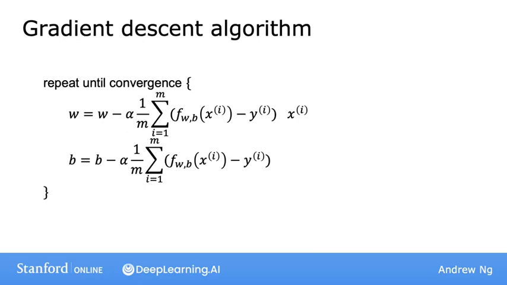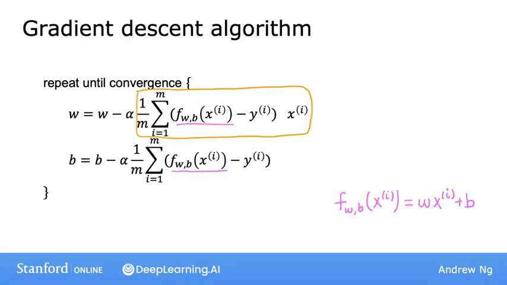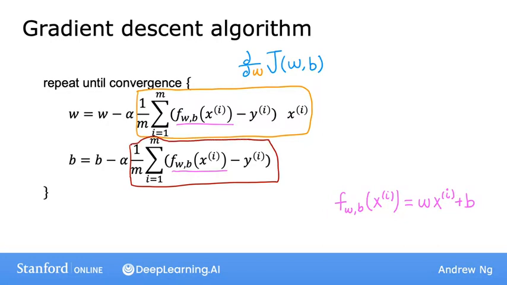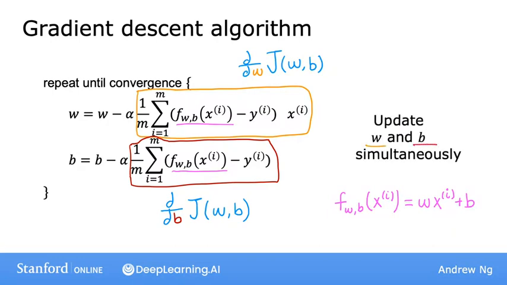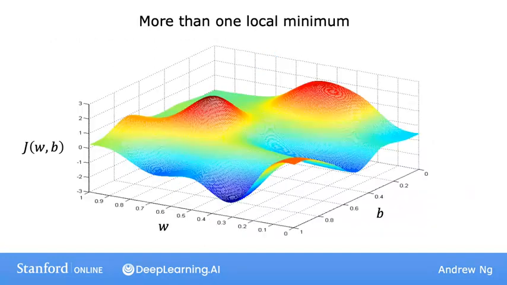You repeatedly carry out these updates to w and b until convergence. Remember that this f of x is a linear regression model, so it's equal to w times x plus b. This expression here is the derivative of the cost function with respect to w, and this expression is the derivative of the cost function with respect to b. And just as a reminder, you want to update w and b simultaneously on each step. Now, let's get familiar with how gradient descent works.